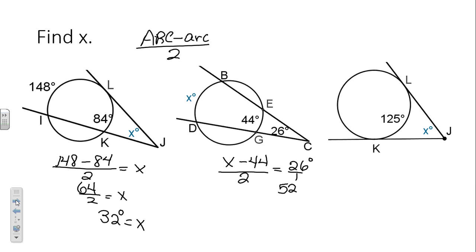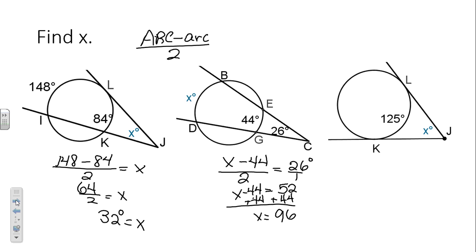So 52 will be equal to x minus 44, so we have to add 44 to both sides. You get the same answer either way, you just save some pencil lead. But if it confuses you to do that, then set it up the way we have it. Okay? So x will be equal to 96.